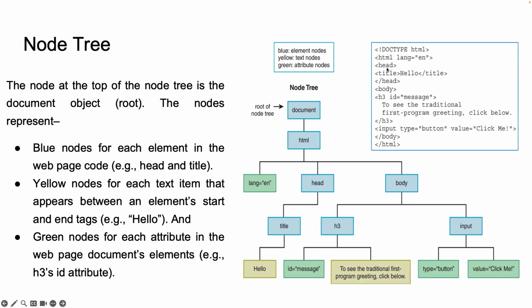Within head, we have another object called title. So head has title, and title has the value hello. In the body, we have two things: h3 and input. Within this h3, we have the value id message, which is in green, and then the text itself: To see the traditional first programming greeting, click hello. This is the text. For input, we have the type button and the value click me. So this is how the tree is built.